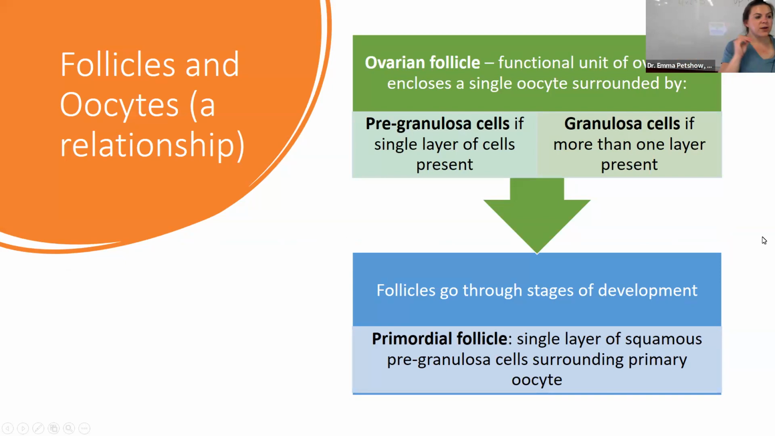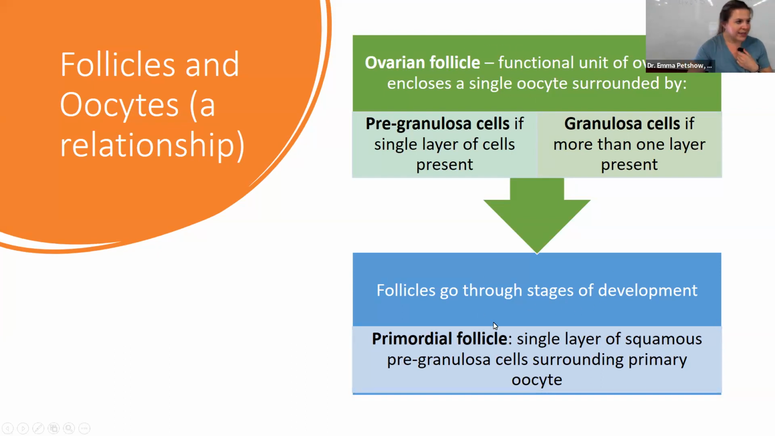Our follicles are related to our oocytes, right? There's a relationship between the two. The ovarian follicle is the functional unit of the ovary. It's in that outer layer. It encloses a single oocyte, and there are two kinds of cells: pregranulosa or granulosa cells. It's pregranulosa cells that surround that oocyte if it's only one layer. It's granulosa cells if there are multiple layers. So essentially, the bigger the follicle, it's probably granulosa cells. If it's only one layer of cells around it, it's called pregranulosa cells. These are just the cells that line or surround a single oocyte in an ovarian follicle.